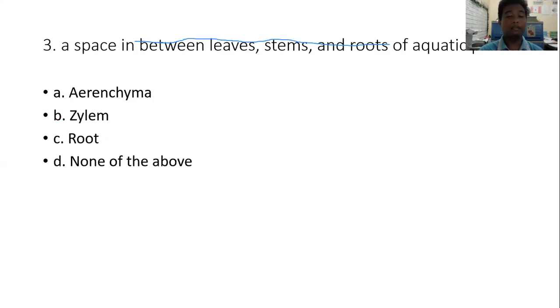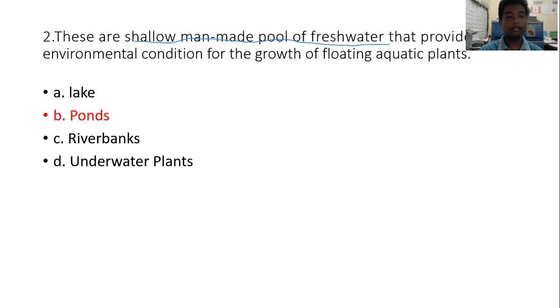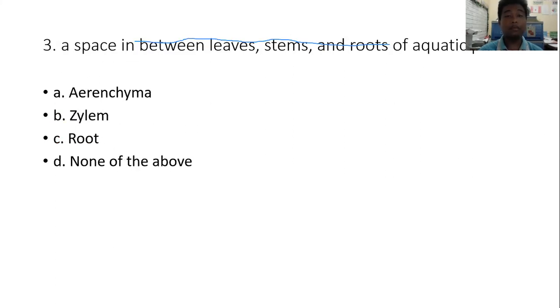So next, a space in between leaves, stems, and roots of aquatic plants. So ang tawagan na niya, letter A, aerenchyma. Okay, so wait lang po, I will erase yung naka-draw diha.